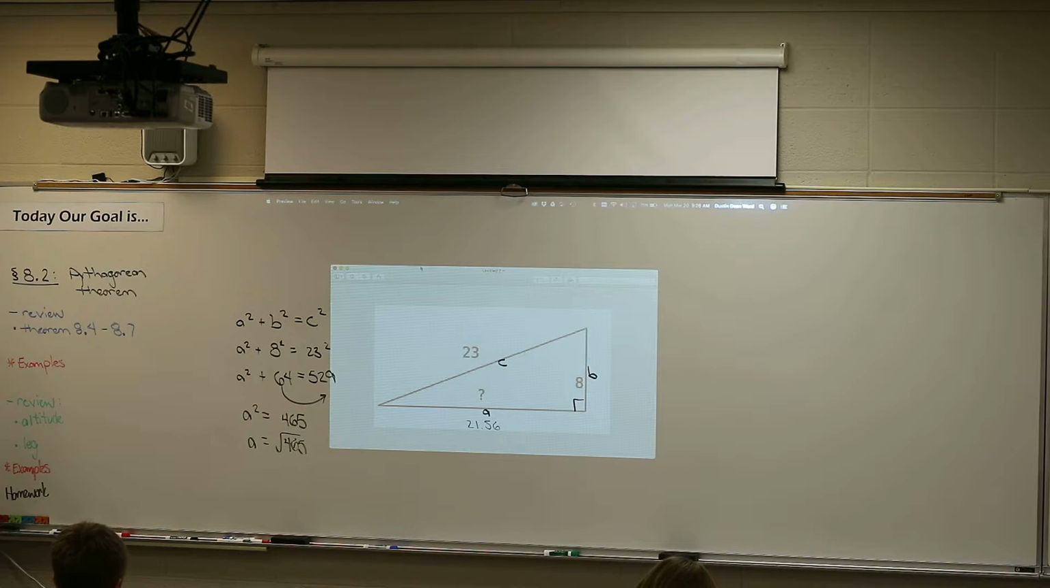Okay, questions on Pythagorean theorem? I know I just blitzed through that as fast as I could get it. The goal today is to look at these two things: how does the Pythagorean theorem work with problems we did previously?